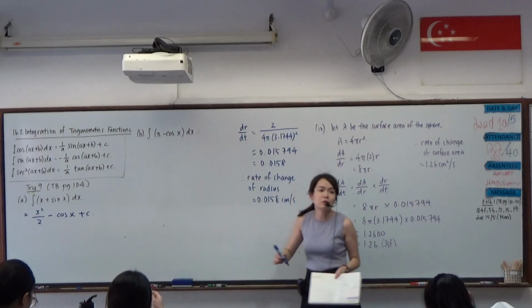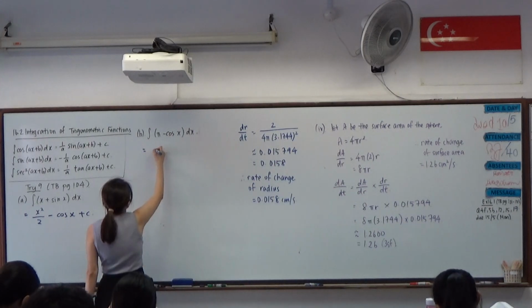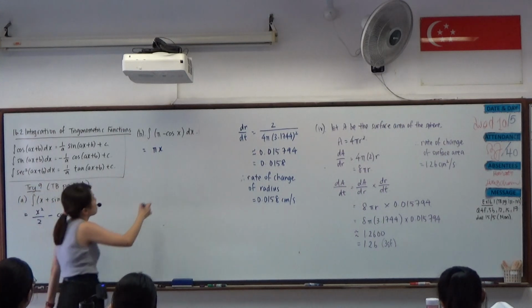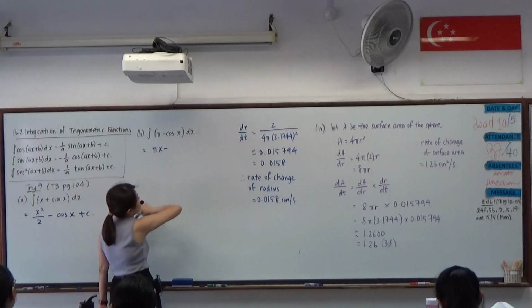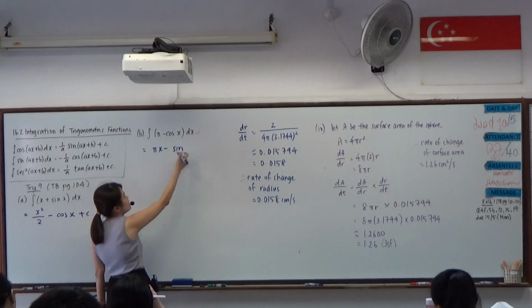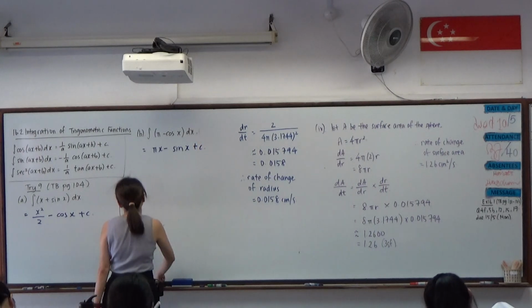Looking at part B, we want to integrate pi minus cosine x. Integrating pi, which is a constant, we will have pi x. And then cosine, when we integrate, gives us a positive sine, so therefore the minus sign has no change. Keeping the x, followed by plus c.